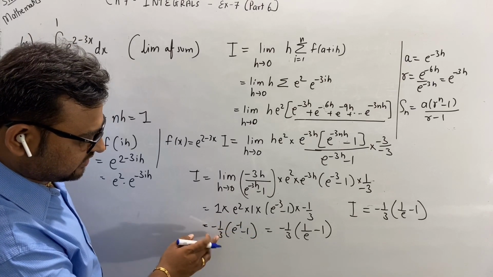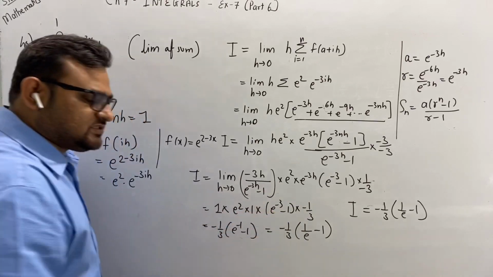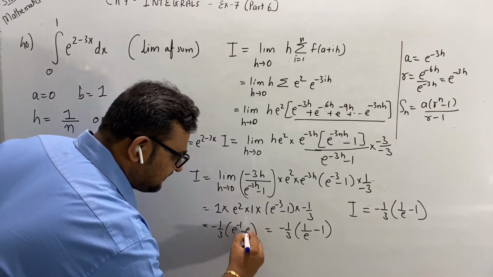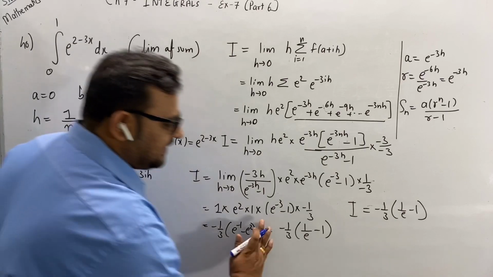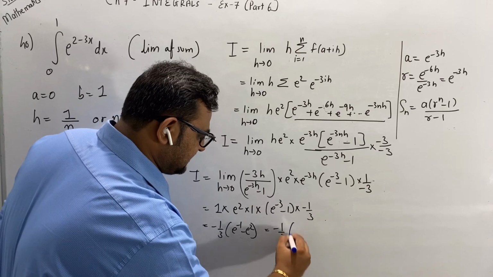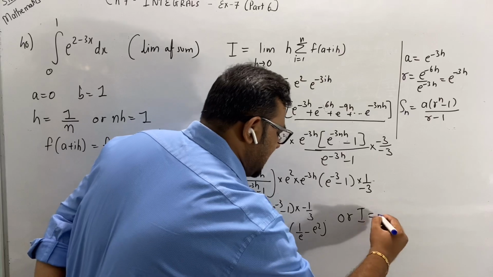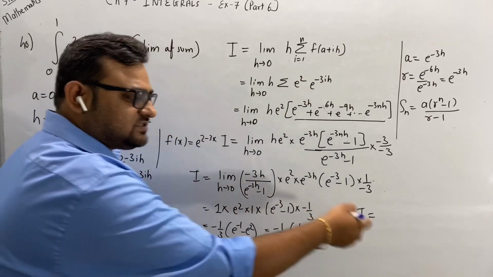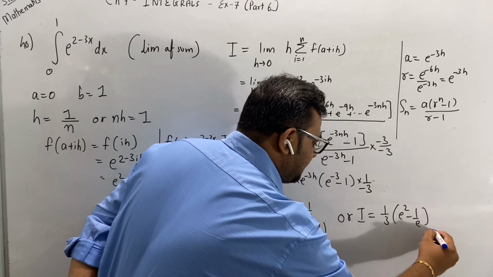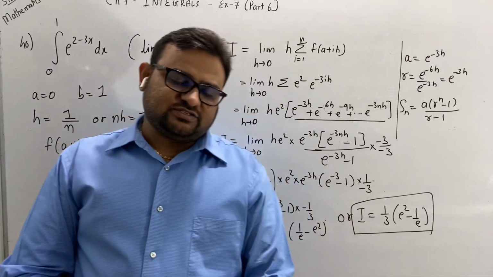I just forgot to put here e squared. Sorry, I multiplied it. Minus 1 by 3, e squared into e raised to minus 3, that is e raised to minus 1. And e squared into 1, here is a mistake, it will be e squared, right? So this will be equal to minus 1 by 3, 1 by e minus e squared, or I is equal to, when I multiply minus 3 here, e squared minus 1 upon e. Clear? So this is your answer.